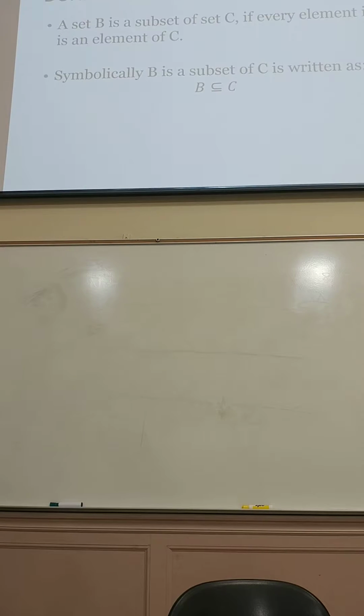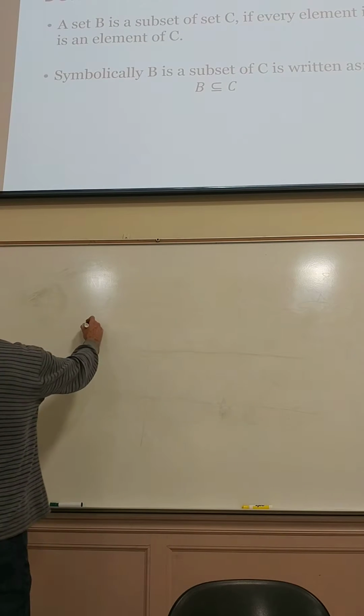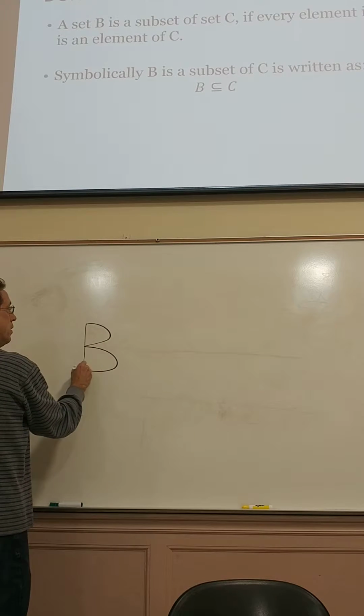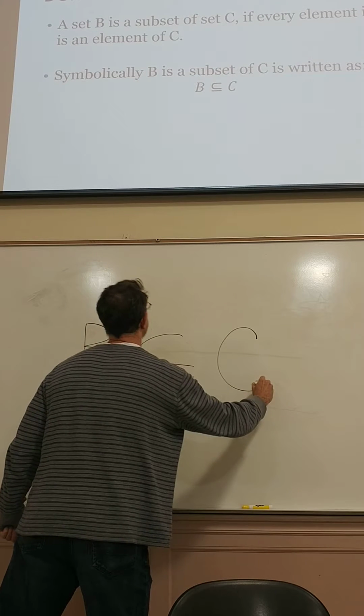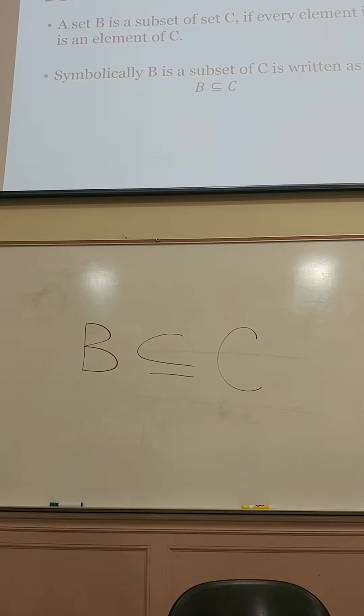First thing we want to do is define what a subset is. So a set B is a subset of C if every element in B is an element of C. The way we write that symbolically is B is a subset of C.